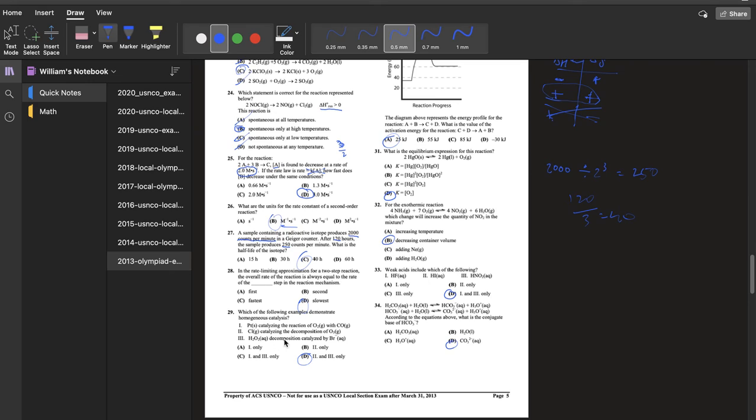So let's analyze our choices. We have a solid and gases, that's heterogeneous. We have a gas and a gas, that's homogeneous. We have aqueous and aqueous, that's homogeneous.